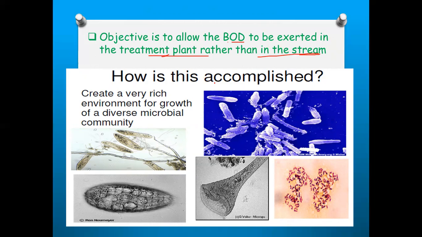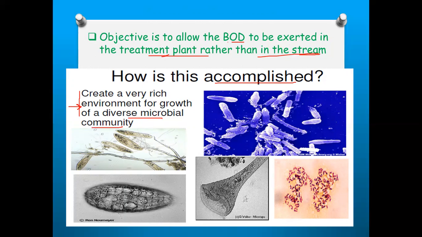Then how is it accomplished? We create a very rich environment for the growth of a diverse microbial community. So what is the concept here in the secondary treatment process? We have to create a rich environment for the growth, in the same way you put fish seed and eggs in a fish pond and grow the fish. Allow the microorganisms to grow in a very rich environment. The more microorganisms there are, the more decomposition happens there, and the organic matter will be dissolved or removed in the secondary treatment process.